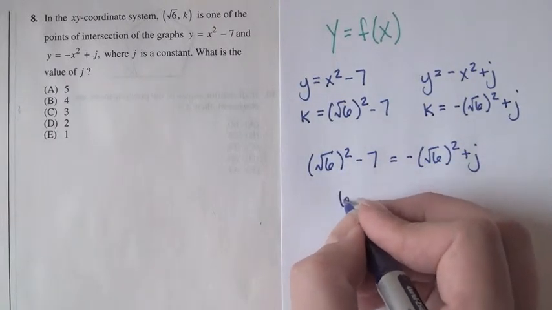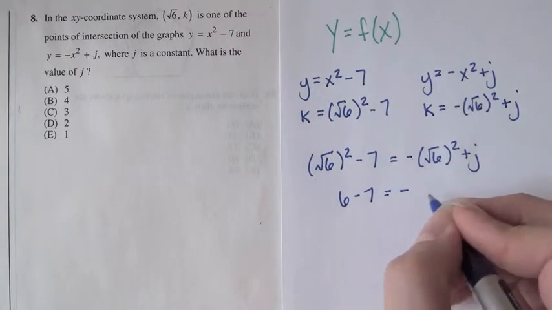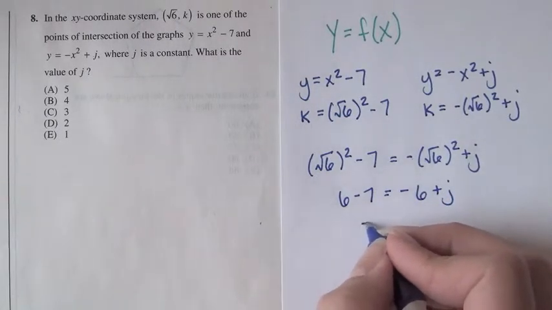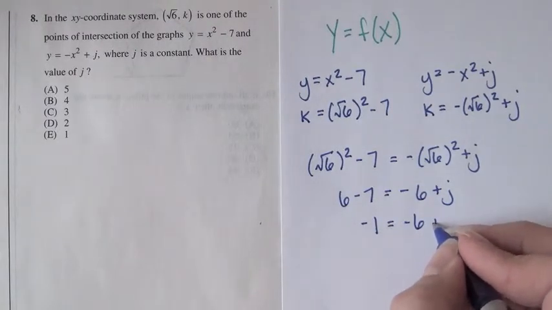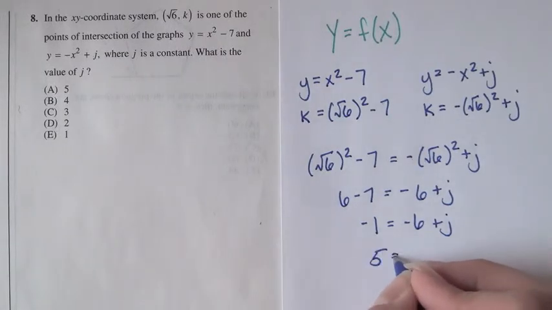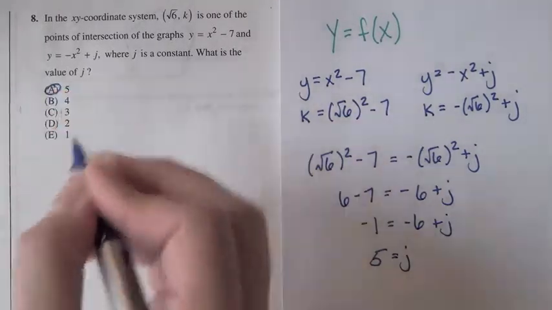Square root of 6 squared is 6, minus 7 is equal to the negative square root of 6 squared is still 6, plus j. Negative 1 is equal to negative 6 plus j. So if we add 6 to both sides, we get 5 is equal to j. So the correct answer is A, 5.